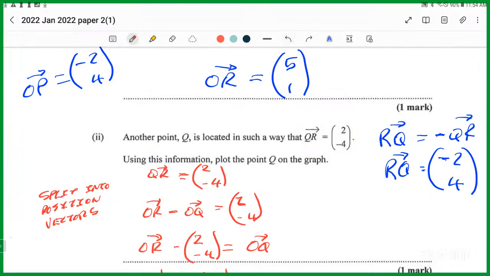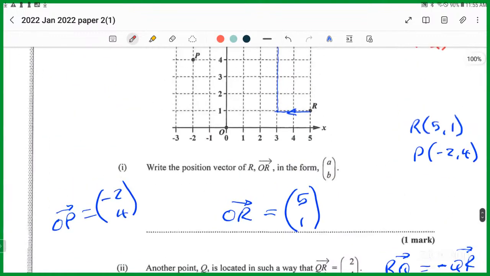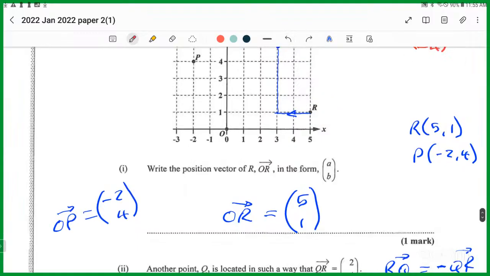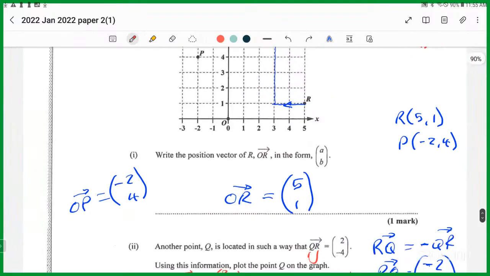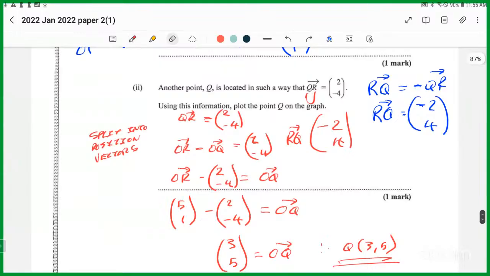It means then to go from R to Q, you go the opposite way. You go 2 to the left, which is minus 2, and 4 up to go from R to Q. And why would I go from R to Q? Because I know where the point R is. And that's a nice, easy way to find where Q is, to just go from R to Q using the inverse of this vector. And that is it. But do you understand that?